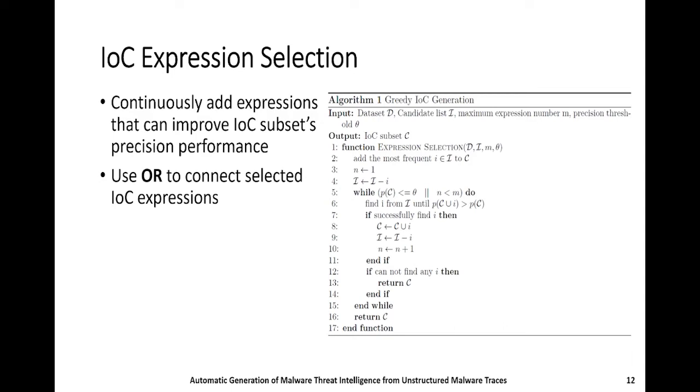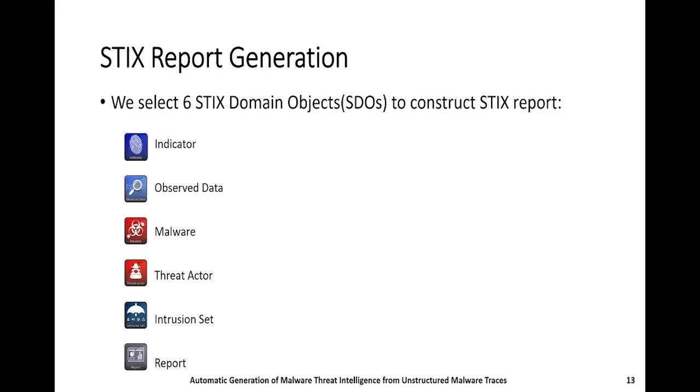We first add the expression with the highest frequency into our subset, and then continuously add expressions that can improve IOC's performance. The algorithm stops when the number of the expressions in the IOC subset hits the prescribed maximum expression number, or the performance of the IOC subset is good enough. The selected expressions will be connected with OR.